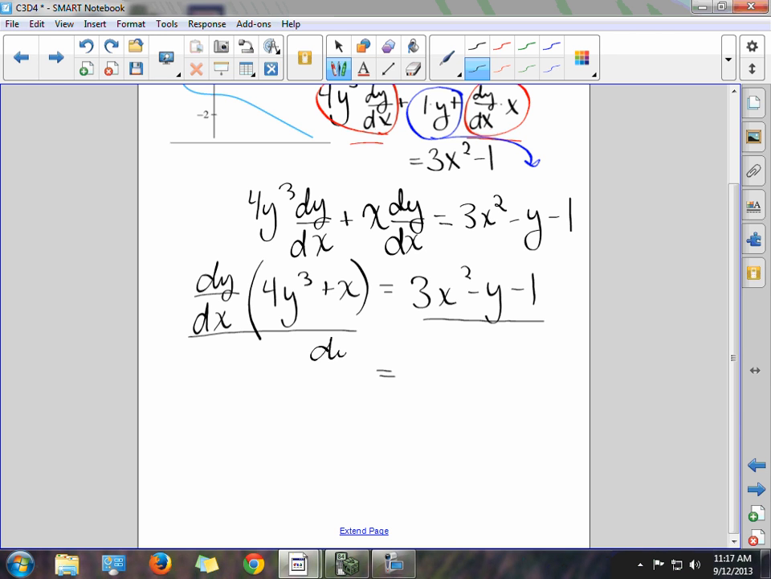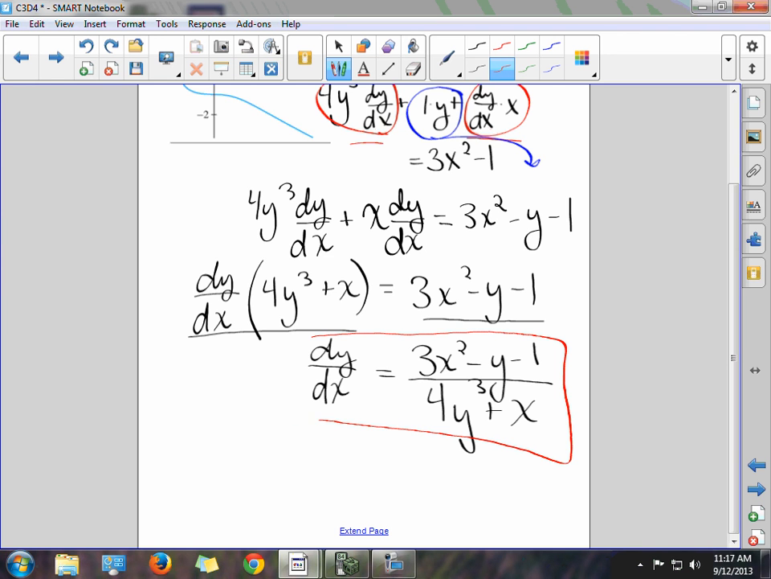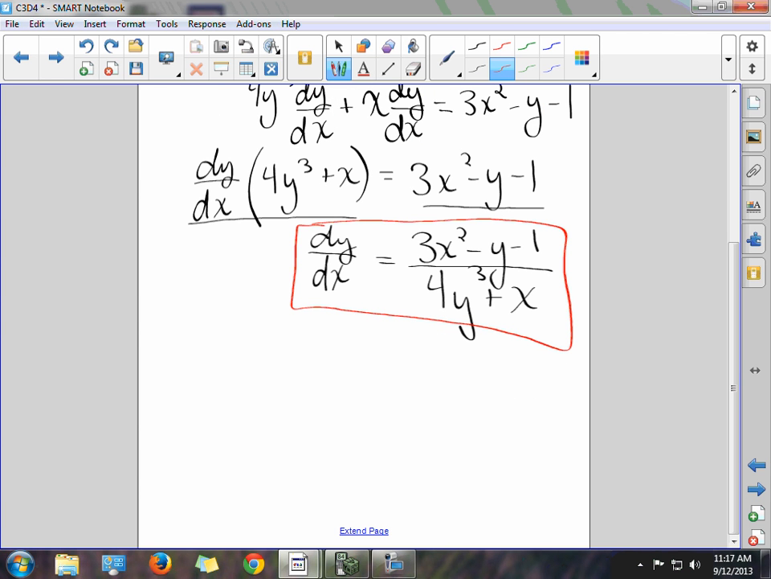dy/dx, it'll cancel out on the left side, sorry, is equal to 3x squared minus y minus 1, divided by 4y cubed plus x. And there we go. Now I want to find the equation of my tangent line at (1, 1). So I'm just going to plug in 1 for x and 1 for y. So I get that dy/dx is equal to 3 times 1 minus 1 divided by 4 times 1 plus 1. And so I get 1/5.